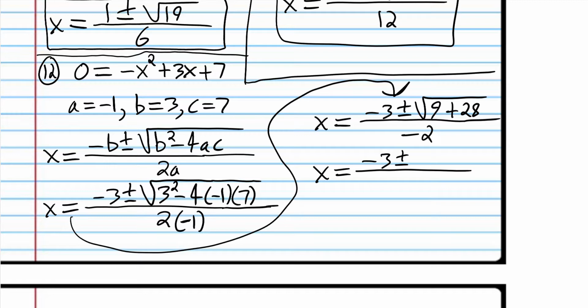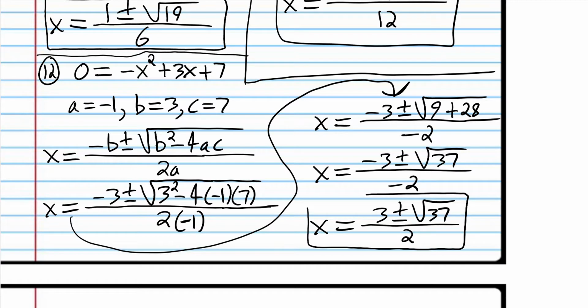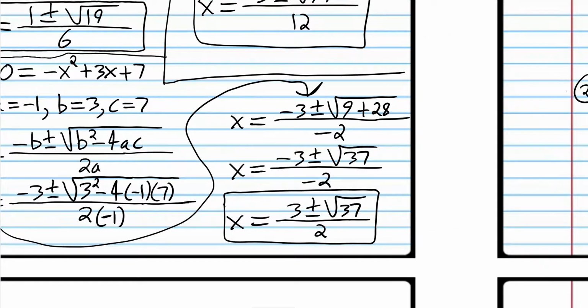And 9 plus 28 is going to be 37. And there's nothing you can really do with 37, but these numbers, they're both negative. So you can go ahead and change those to positive. If you didn't do that, that's okay, but that's a good thing to do to kind of simplify the expression. You want to get rid of negatives if you can. So if you got that answer or this answer, good job.